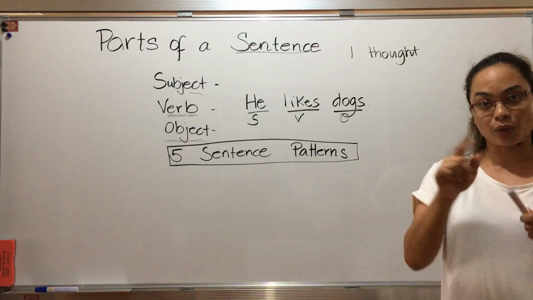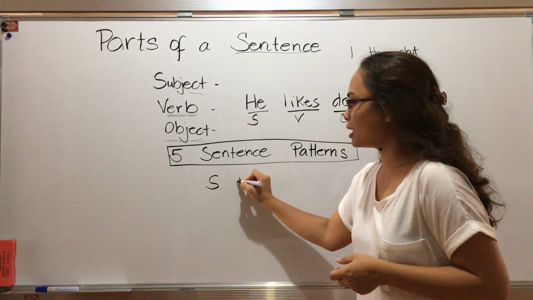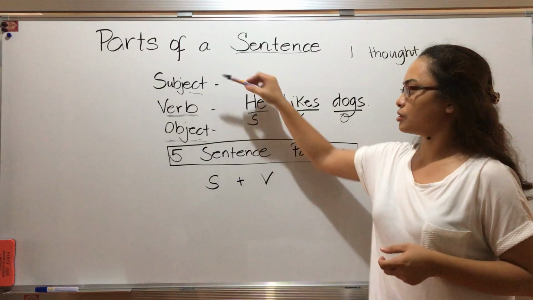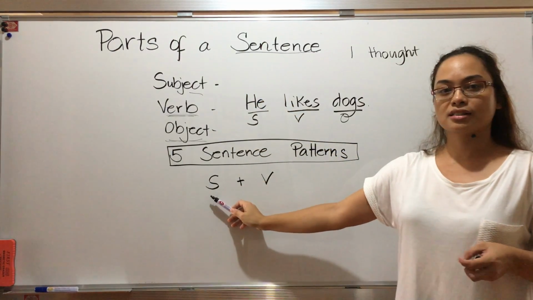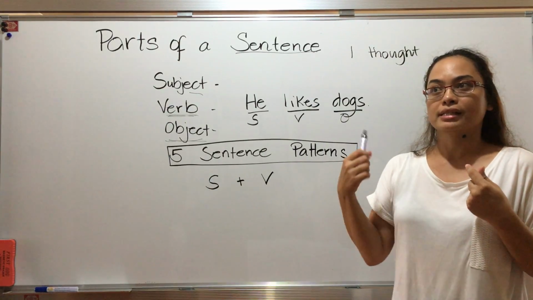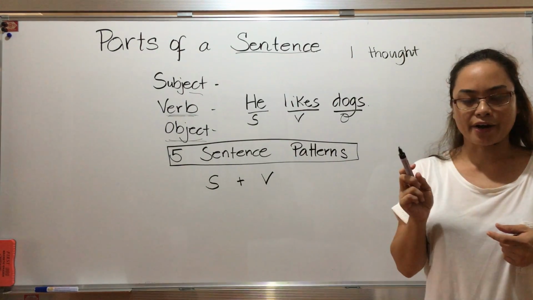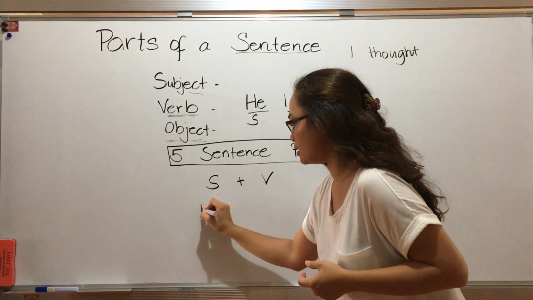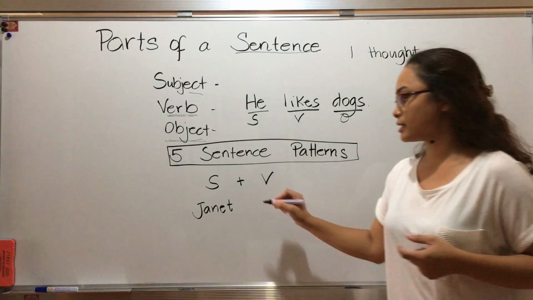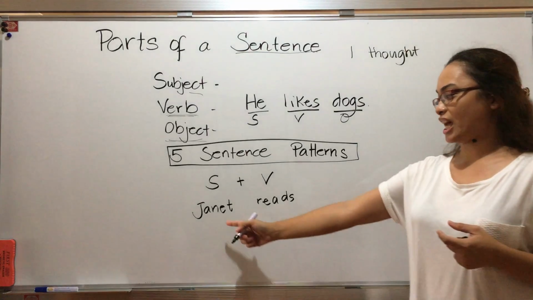So we have the first one. The first one is our subject plus verb. Okay? Subject plus verb. So this one and this one. So subject is the one who will do the action and the verb is the action actually, or the state of being or the occurrence. Okay? So you can say maybe the name of our subject will be Janet. And we can have verb as reads. Okay? Janet reads.